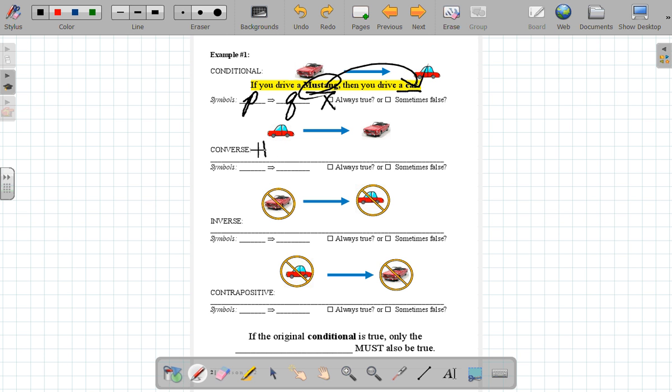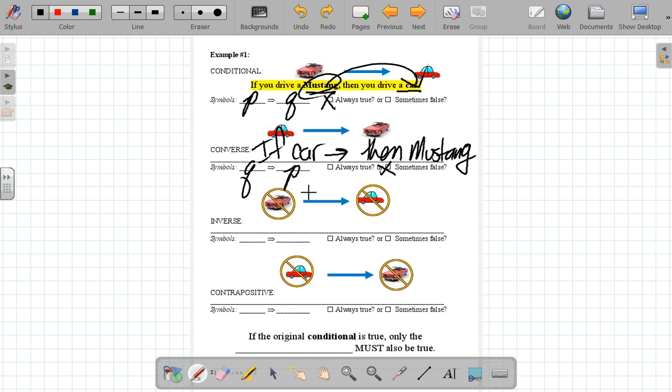Let's write the converse. If I'm driving a car, then I'm driving a Mustang. That's if Q, then P. Check the box that you think is correct. Don't say it out loud. Just in front of you? Ready? Go. Yes? So I got a Saturn, a Honda, a Prius, a Tesla. That ain't true. So this is going to be sometimes false.